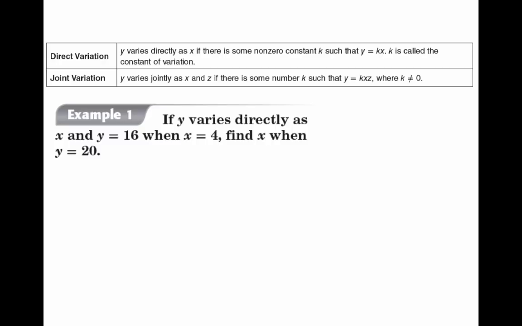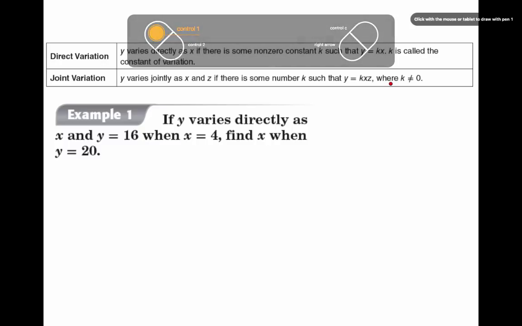Definition of direct variation: if y varies directly as x, there is some non-zero constant k such that y equals k times x. K is called the constant of variation. If you think that y equals kx looks like y equals mx from y equals mx plus b, then you are correct. For direct variation, the k is filling the role of the slope. And if it's varying directly, it's going through the origin, (0, 0), so we have the same idea.